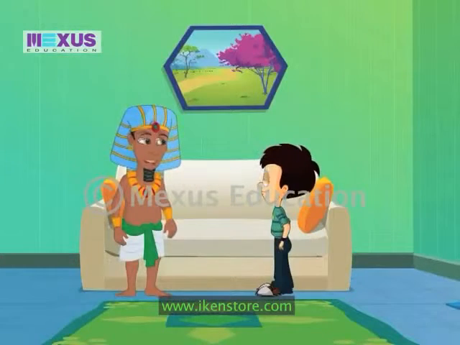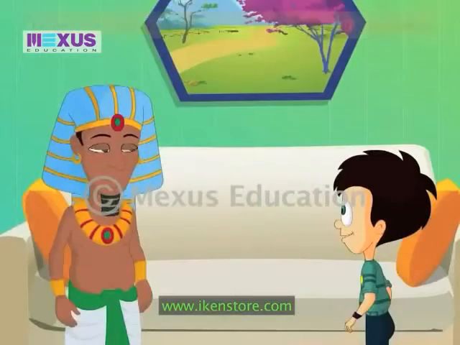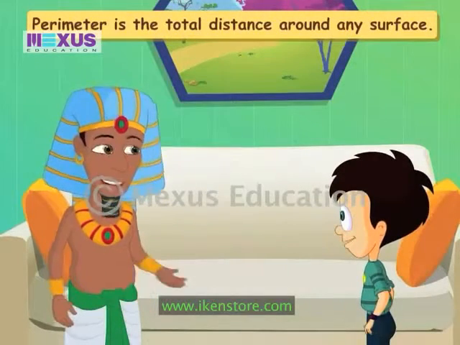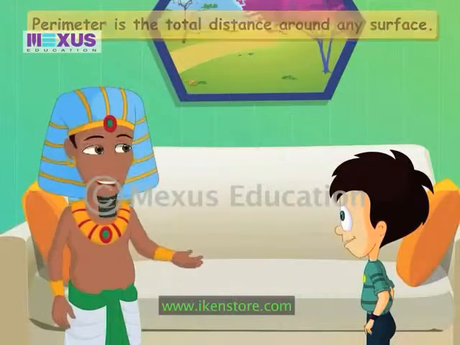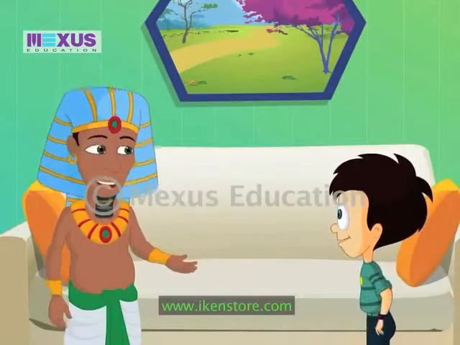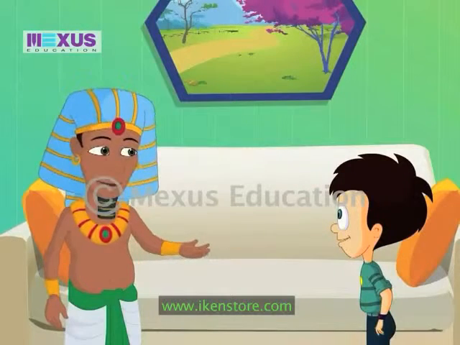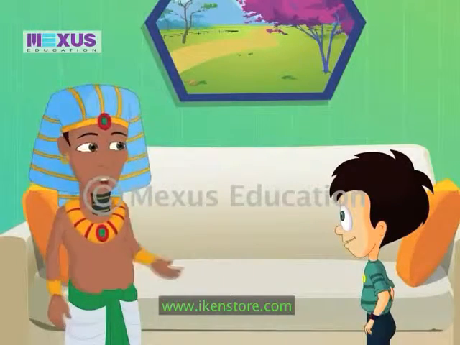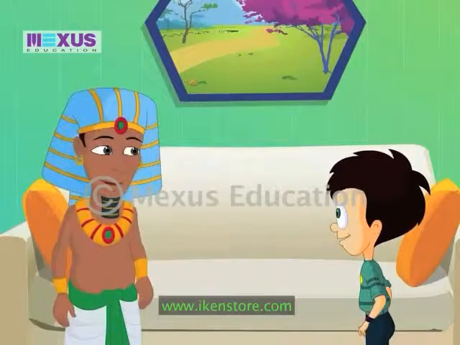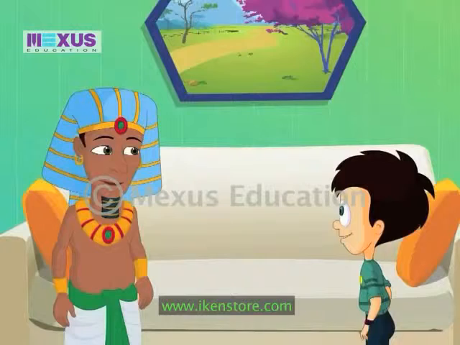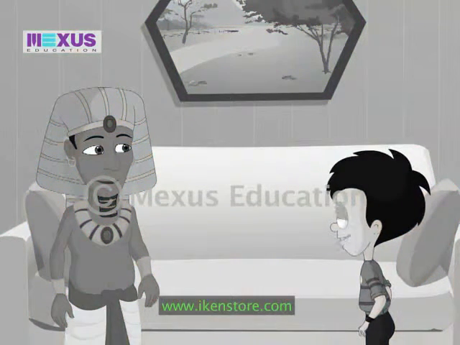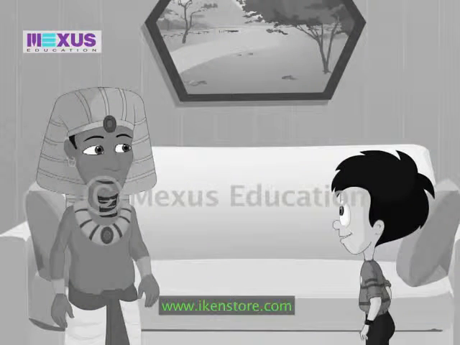Well then, I would be happy to help. Perimeter is the total distance around any surface. You can find the perimeter of any shape, be it your room, your notebook, or a field. You can even find the perimeter of your hand. That's great! But how do I find the perimeter of these objects? By using my hands, feet, or fingers like you used to?